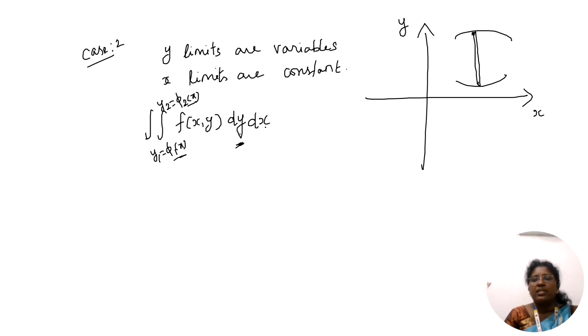So draw a vertical strip. The bottom end of the vertical strip will give the lower limit, and the top end of the vertical strip will give the upper limit. So here we will be getting the lower limit y1 = π1(x), and here the upper limit y2 = π2(x). Then for dx, the x limit must be a constant limit.